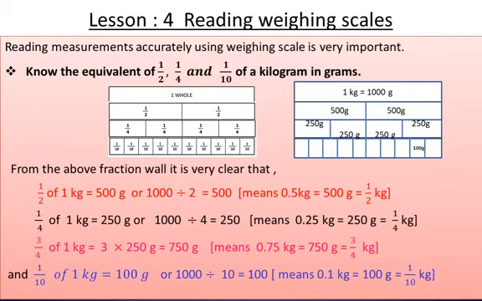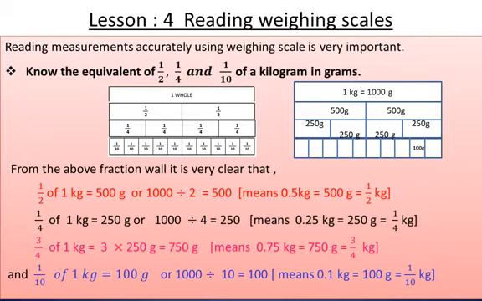Now the next picture is made into 4 equal parts and each part is called a quarter. So what is 1 quarter of 1000 gram? 1 quarter of 1000 gram is 250 gram. Each part I marked with 250 gram. So what is a quarter of 1 kilogram? It is 250 gram.